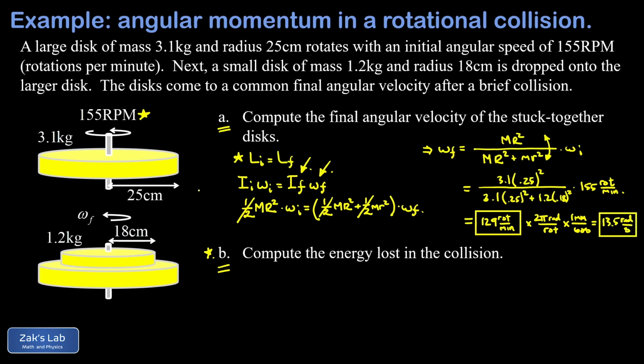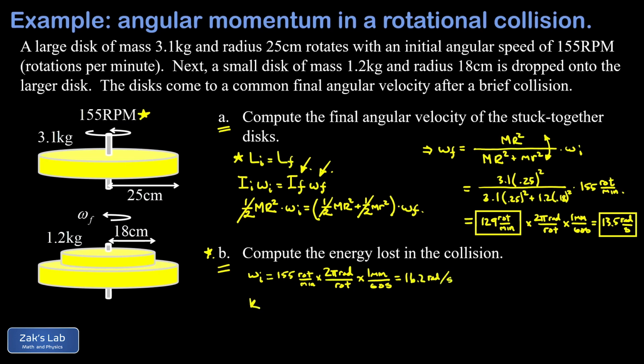So now in part B, we want to find the kinetic energy that was lost in this collision. So that requires that we find the initial kinetic energy, the final kinetic energy, and then the difference. And we're going to find out that there's a little bit missing. Before we can get that initial kinetic energy, we need to convert this initial angular speed of 155 rotations per minute into radians per second. So it's the same series of conversion factors. I have 2 pi radians for every rotation. I have 1 minute for every 60 seconds. And this gives me about 16.2 radians per second for the initial angular speed.